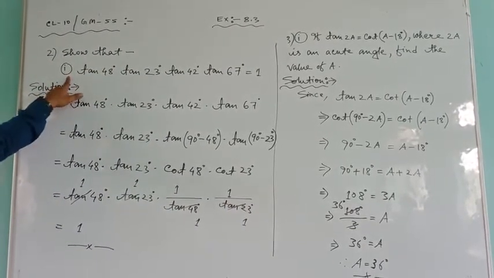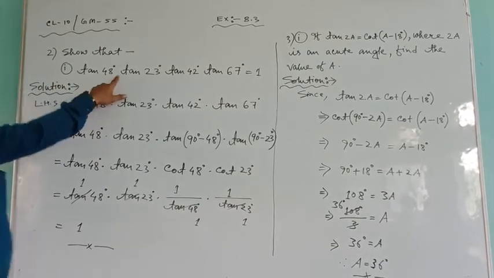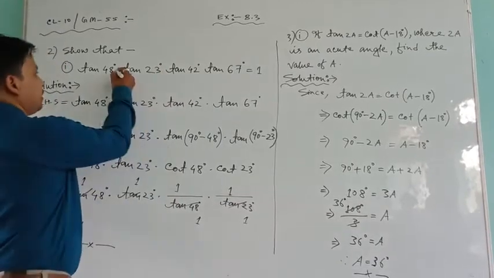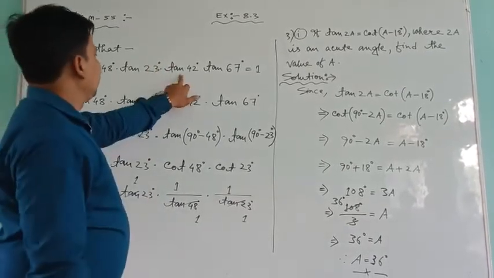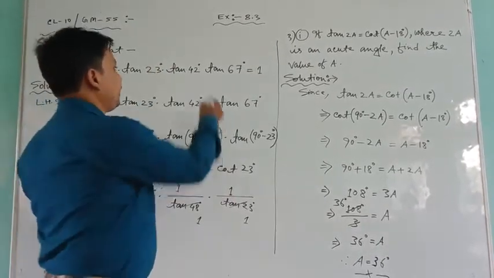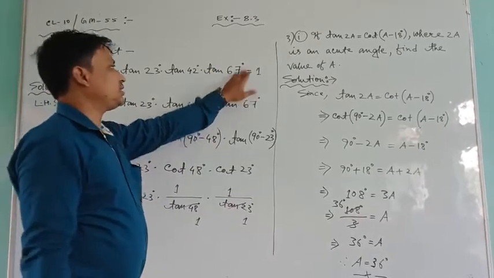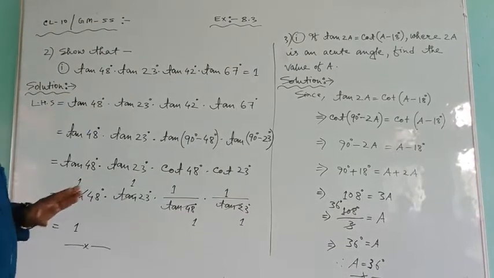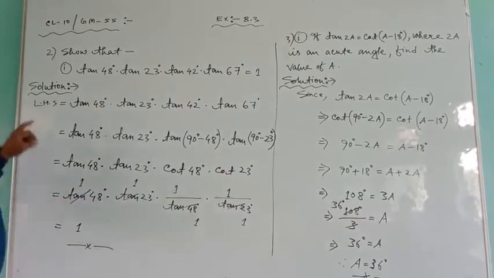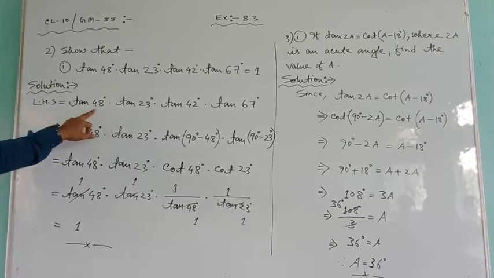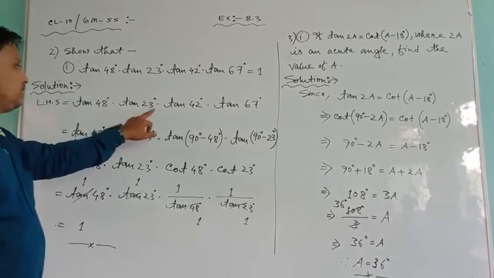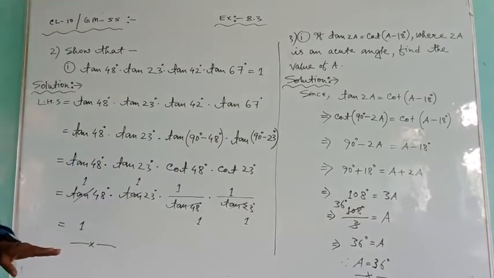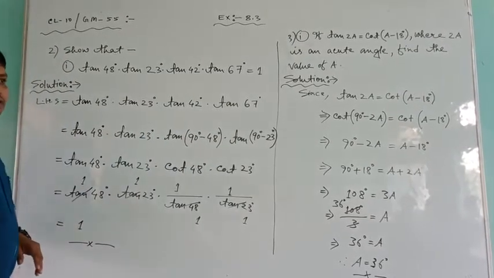Class 10 general math, video number 55, exercise 8.3, question number 2. Show that tan 48 degree into tan 23 degree into tan 42 degree into tan 67 degree equals 1. You have to show that left hand side is equal to right hand side. So we are considering the left hand side: tan 48 degree into tan 23 degree into tan 42 degree into tan 67 degree. There we have to apply quadrant rules.